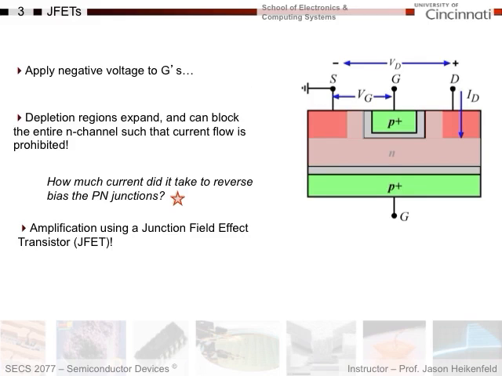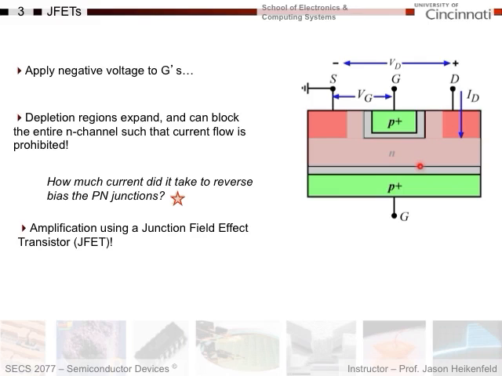So I'm showing you what happens here. You apply a negative voltage to the gates here, okay? And you could see I deplete all this area. So I've depleted this channel, and then I get no more current flow from source to drain, or really from drain to source, which is electrons from source to drain. It's gone because I've depleted this out.